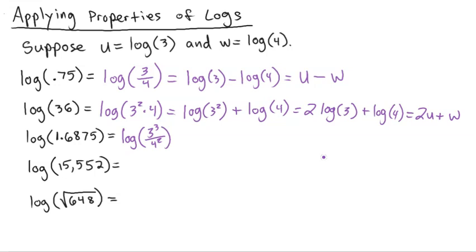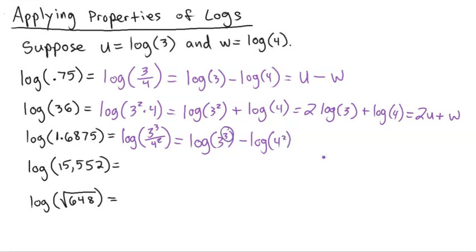Now we're going to break this up into two logarithms because we have division, so it's going to become subtraction. This is going to be the same thing as log of 3 to the third power minus log of 4 squared.